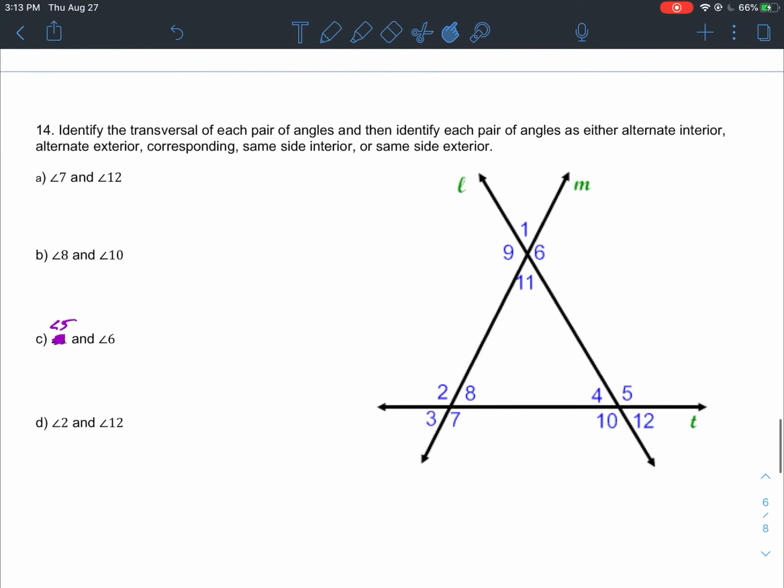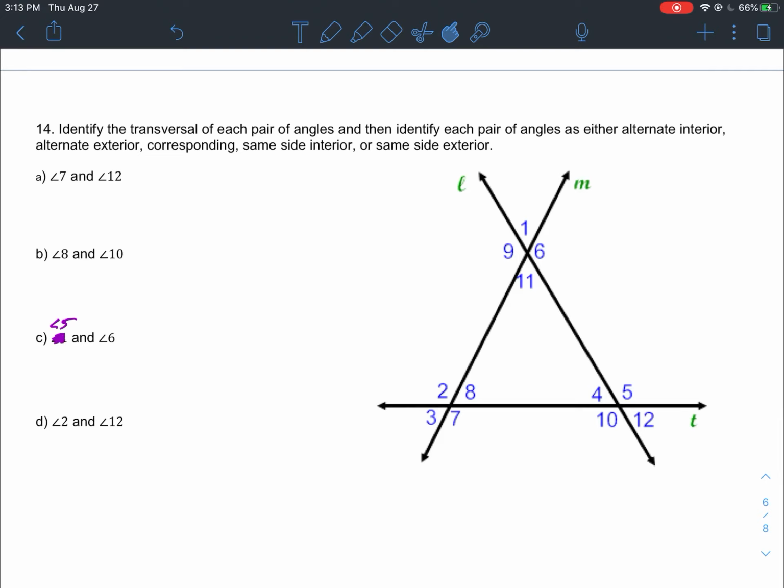Okay, last slide. Pause the video here. We'll make one change first. I want you to change C to be angle 5 and angle 6. And then try these 4 problems. And when you're ready, come back and we'll go through.